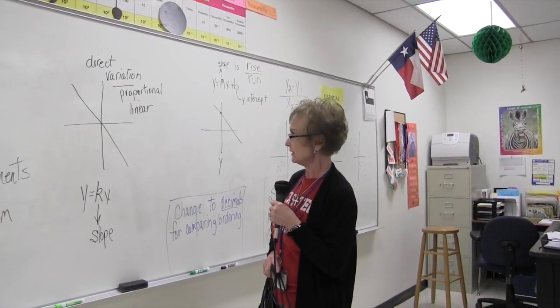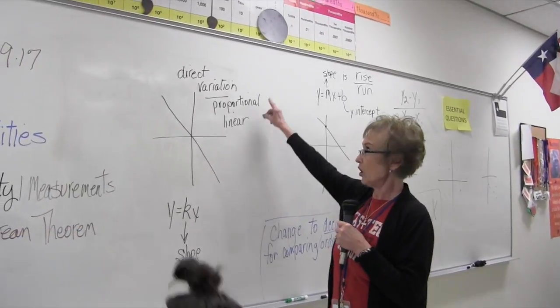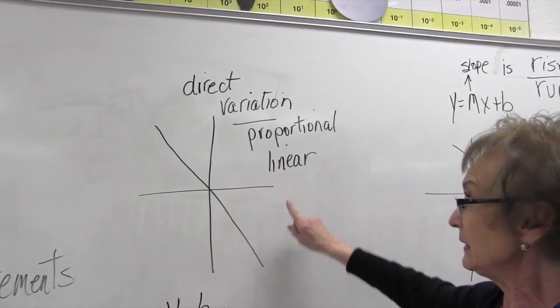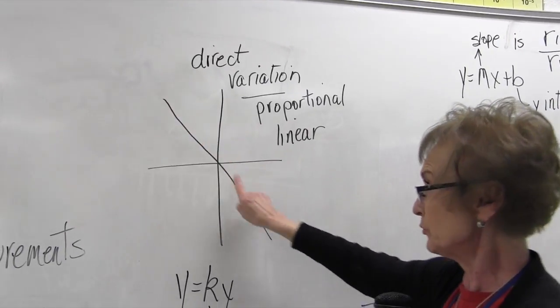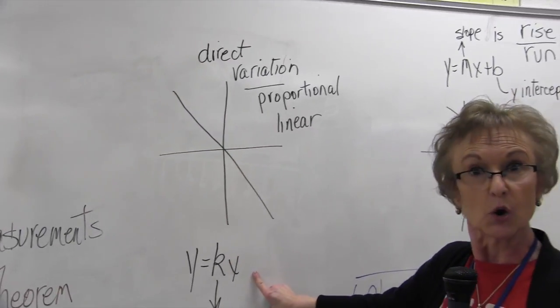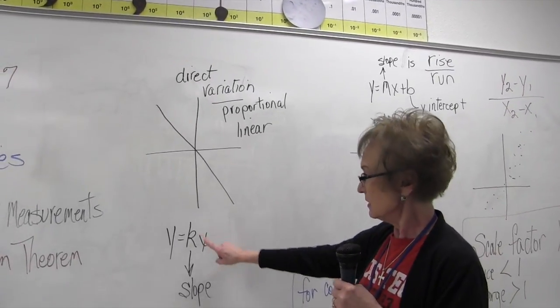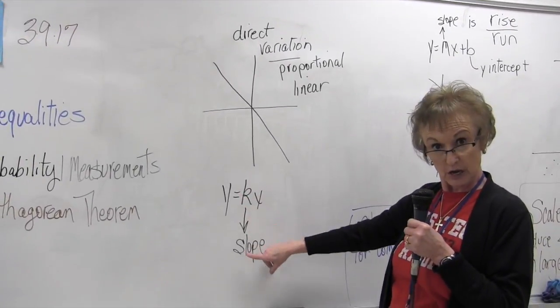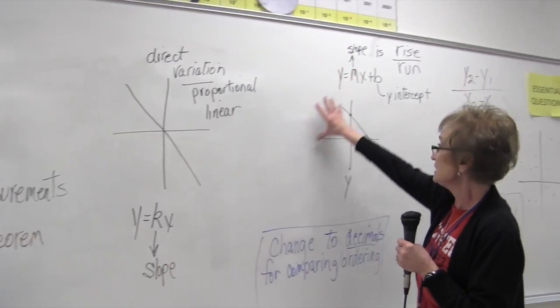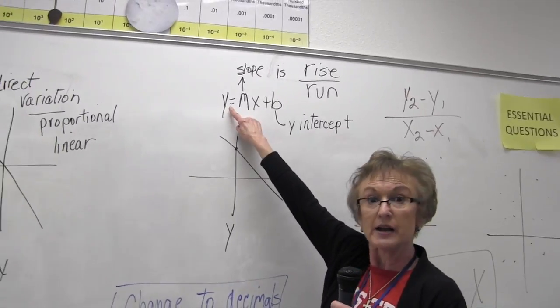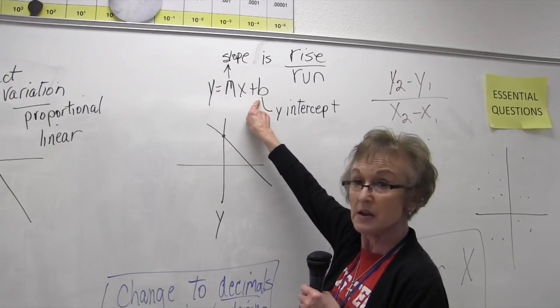Okay. If we are finding a direct variation, it will be proportional, it will be linear, and it will go through the origin. So we can use y equals kx. Remember, k is your slope. If it is not a direct variation, we have to use y equals mx plus b.